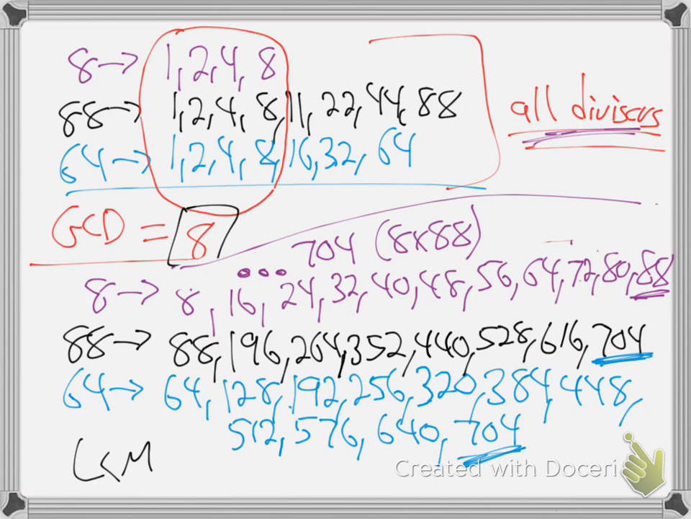So this method is to show kids, hey, what is an LCM? Well, if you listed all the multiples, it's the lowest one they have in common. So by listing all these multiples, 704 is the lowest one that appears in all 3 lists. 704. That's terrible. So that's the LCM.